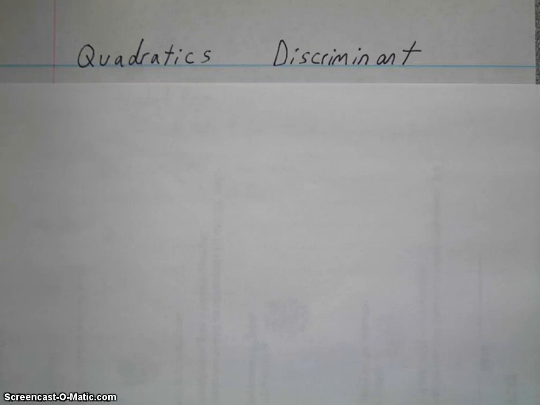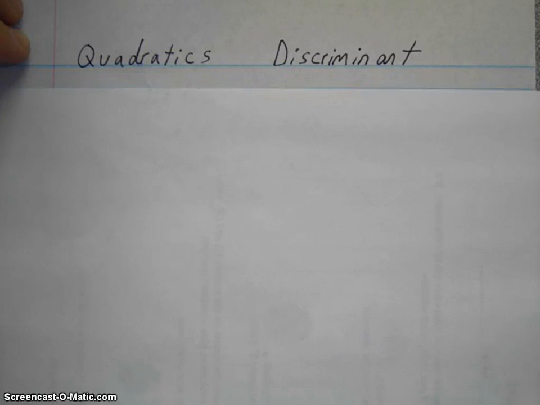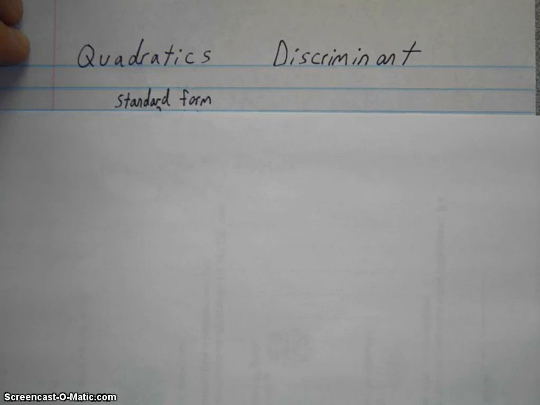With today's lesson in quadratics, we're going to be discussing the discriminant. The discriminant is going to allow us to find out how many real possible solutions there are when our y is equal to 0. Before we can do that, let's go ahead and talk about the standard form of quadratics again.